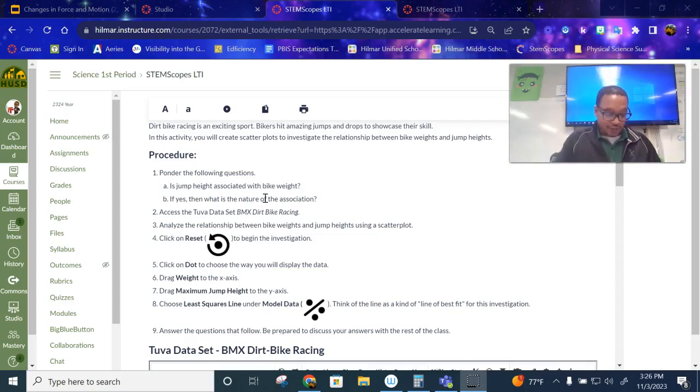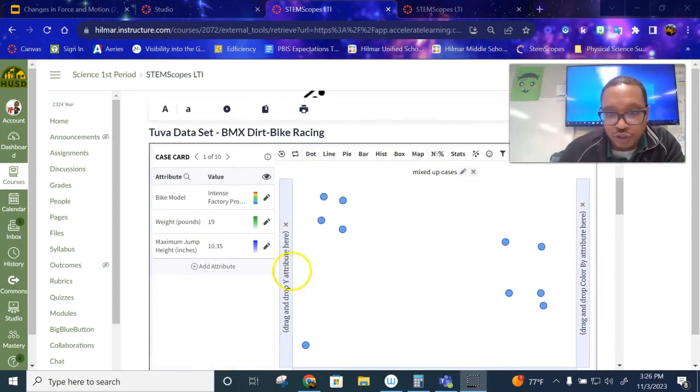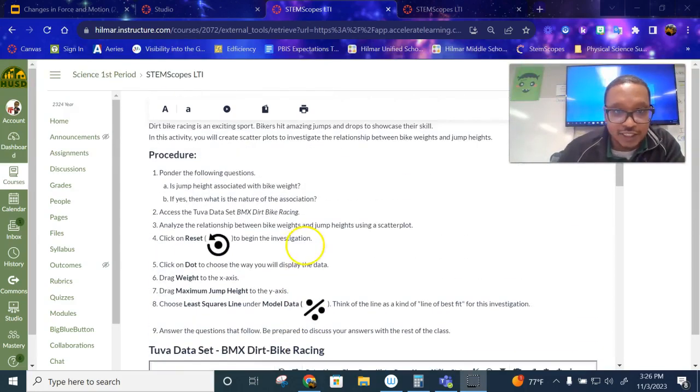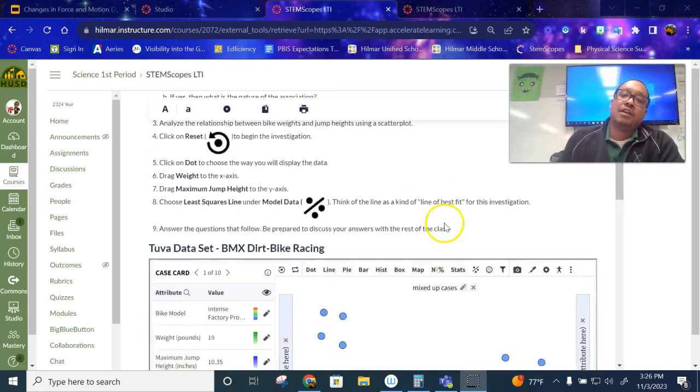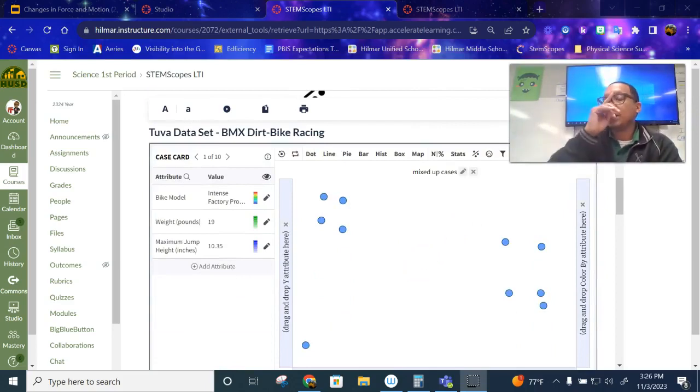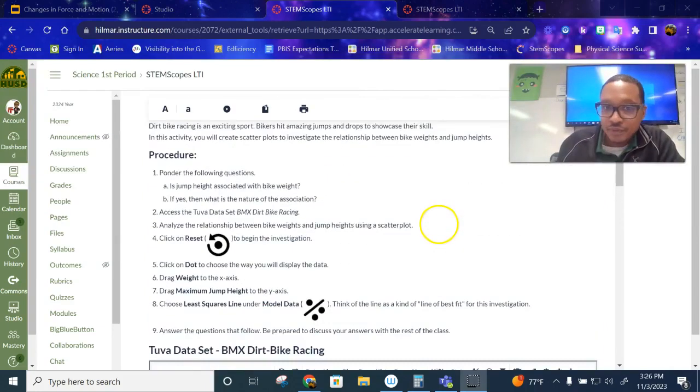Then the next thing you're going to want to do is go down here to where it says access Tuva. Now we're already in Tuva. The Tuva data set is right here. Then we're going to analyze the relationship between bike weight and jump height. In this case, we're going to use a scatter plot. A scatter plot is the idea that we plot a bunch of different coordinates and they're scattered around, kind of the way you see it right there, okay?